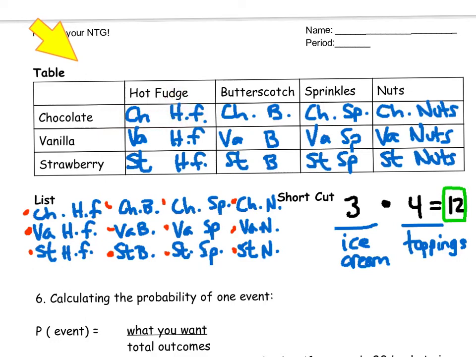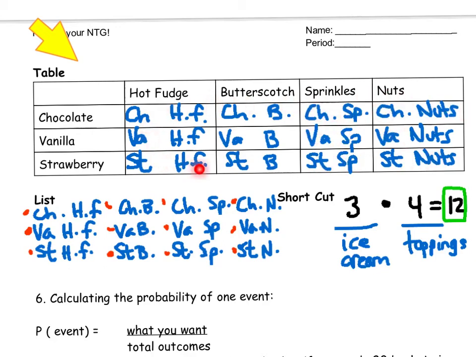Another choice would be chocolate ice cream with the butterscotch topping. Another choice is chocolate ice cream with sprinkles. Another choice is chocolate ice cream with nuts. And then I could go through vanilla with hot fudge, vanilla with butterscotch, vanilla with sprinkles, and vanilla with nuts. And then the strawberry choices, strawberry with hot fudge, strawberry with butterscotch, strawberry with sprinkles, and strawberry with nuts. So you can see from the table there's 1, 2, 3, 4, 5, 6, 7, 8, 9, 10, 11, 12.